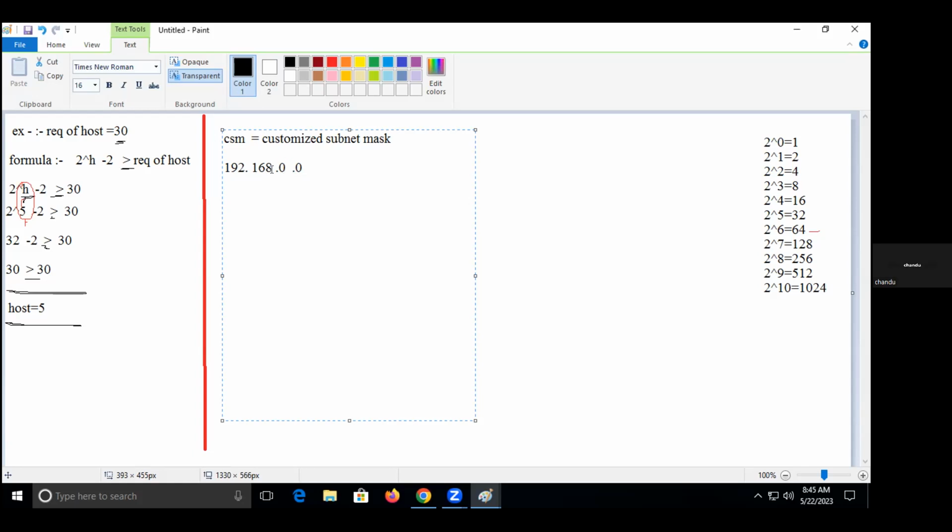192.168.0.0 is a network ID. 192 belongs to class C. So the class C subnet mask is 255.255.255.0.